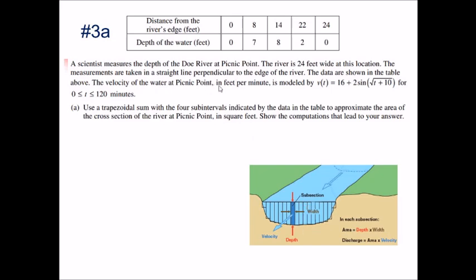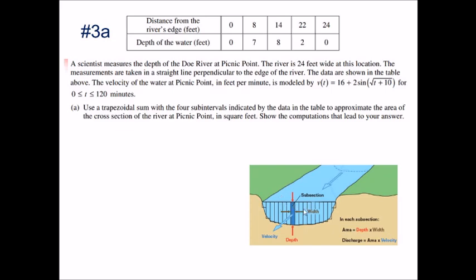And to make things even weirder on this one, the velocity of the water at Picnic Point in feet per minute is modeled by this v function, which has an input of time. So based on all this weirdness, let's just go through these one step at a time. Part A, they want us to use a trapezoidal sum with 4 subintervals, using the data in the table, to approximate the area of a cross-section of the river in square feet.